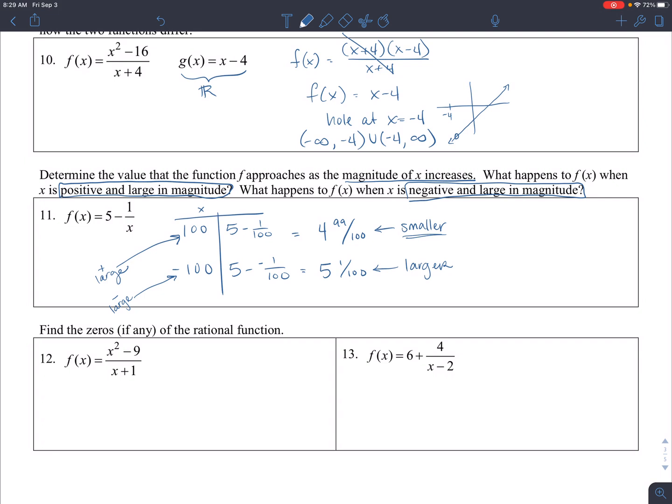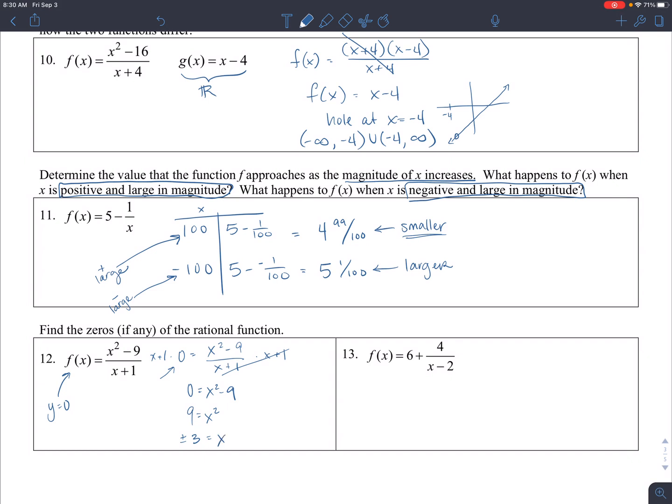Last two problems. Find the zeros of the rational function. For number 12, zeros are always going to occur when y equals 0. So we plug in 0 for f of x. And this is going to become 0 equals x squared minus 9, because if you multiply both sides by x plus 1, it's going to cancel here and just become 0 on the left side. So we're really just left with 0 equals x squared minus 9, which is 9 equals x squared, or plus or minus 3 equals x.